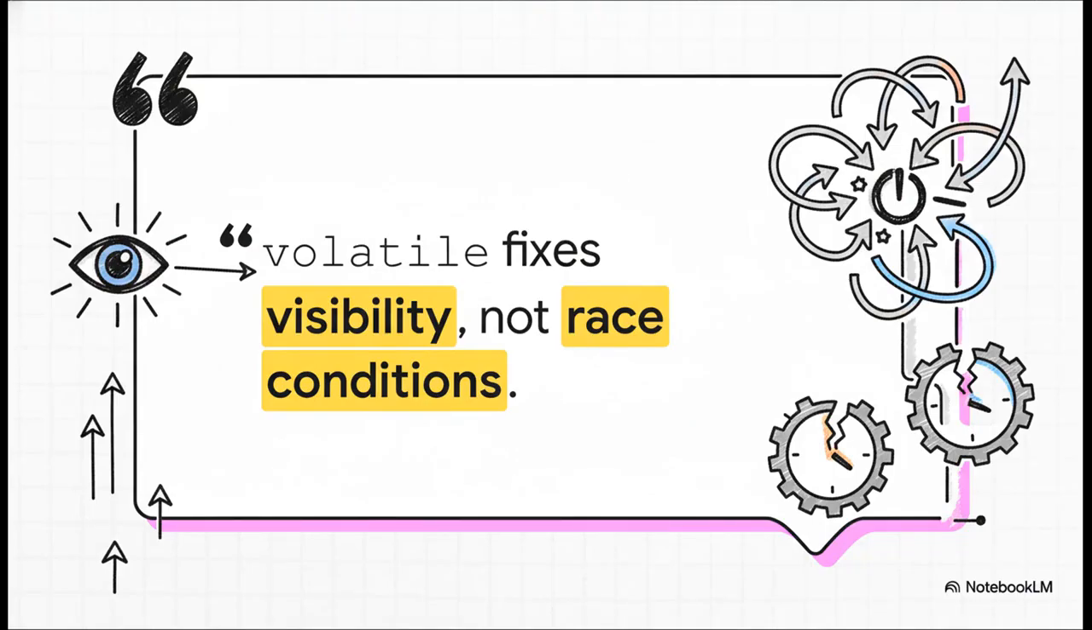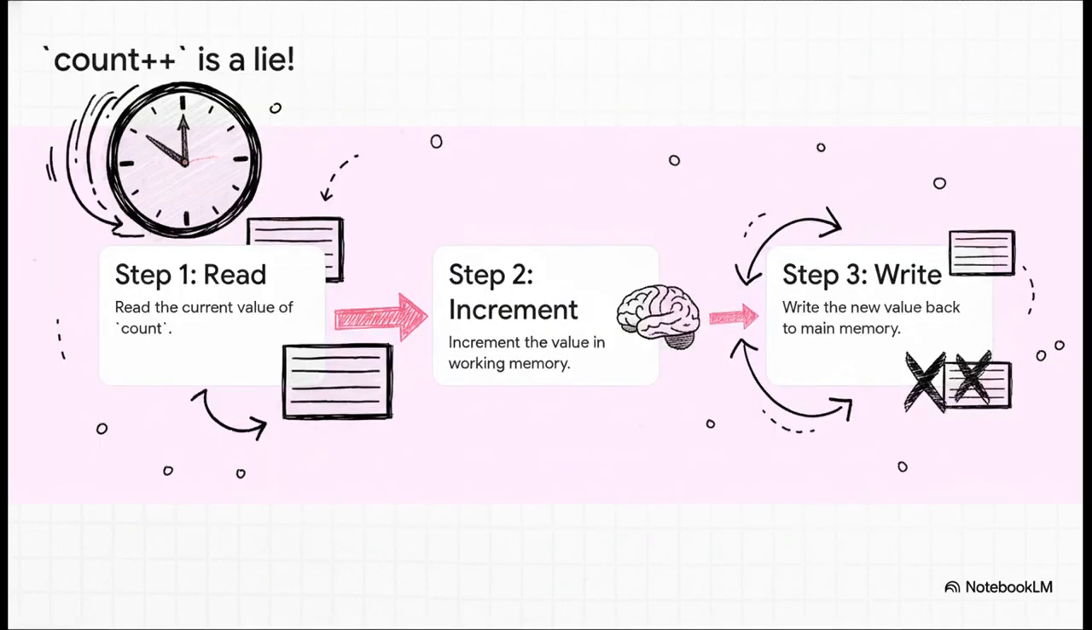Okay, if you're ever in a technical interview, this is the line to remember. Say it with me. Volatile fixes visibility, not race conditions. It guarantees you will see the latest value, but it does absolutely nothing to make sure a sequence of operations is safe from interruption. For example, take a simple operation like count++. It looks like one thing, right? One step. But it's a lie. Under the hood, it's actually 3 separate steps. Read the value, add 1 to it, and then write the new value back. Even if count is volatile, another thread can sneak in between those steps and you can end up losing updates. This is not an atomic operation.